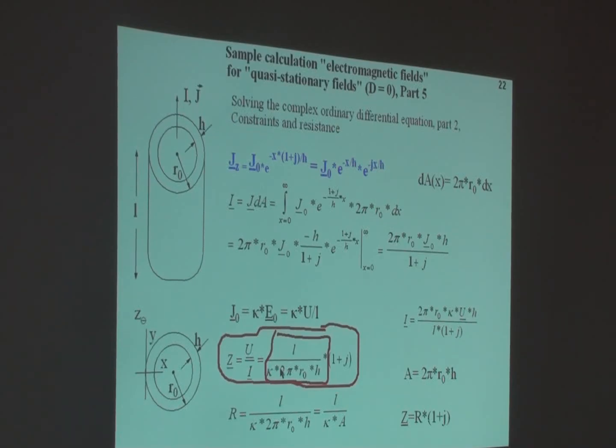The second one is, if you have high current suppression, then the impedance of the conductor is in R and X the same. You see here, the real part and the imaginary part is the same.